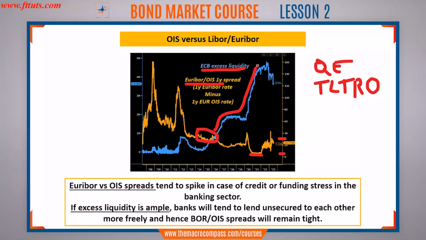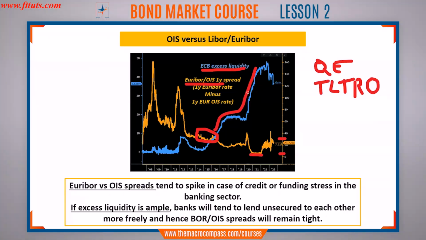The combination of these two operations led excess liquidity in the Eurozone from 2 trillion all the way up to almost 5 trillion euros. As a result, in the same time, apart from the 2020 blip of a couple of months where a lot of credit risk was priced back into markets, when excess liquidity rose and kept rising over time, also the spread between Euribor and OIS compressed aggressively. And why is that? The spread between Euribor and OIS tends to spike in case of funding stress or credit stress in the banking sector. It's one of the measures of plumbing issues in banking.